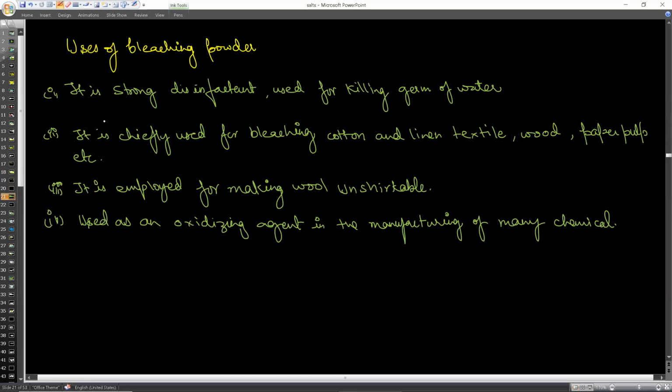Uses of bleaching powder. It is a strong disinfectant and used to clean jars of water. It is chiefly used for bleaching cotton and linen textiles.